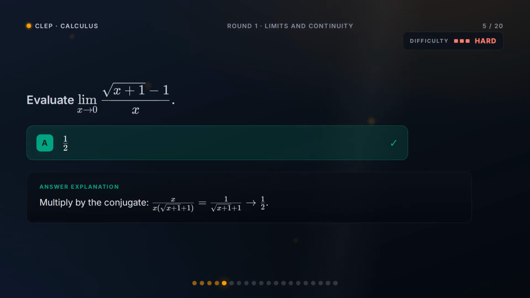Multiply top and bottom by the conjugate, square root of x plus 1 plus 1. The numerator becomes x, which cancels, leaving 1 over square root of x plus 1 plus 1. At 0, that is 1 over 2, or 1/2.